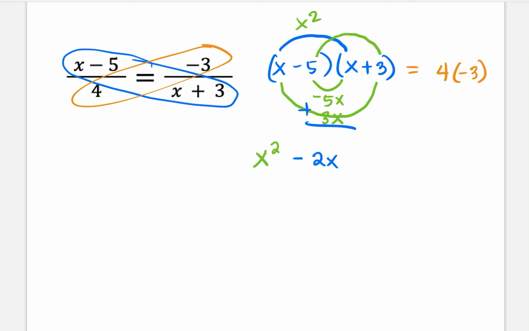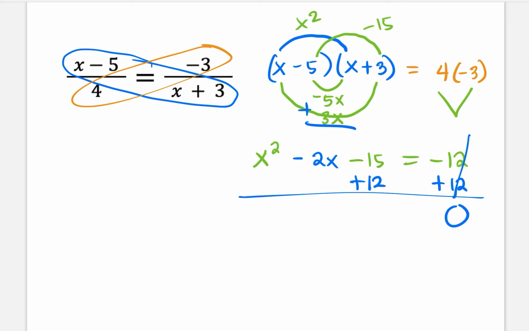Negative 5 times 3 is negative 15. So that's negative 15. And multiply 4 times negative 3, that's negative 12. Okay, so in this case, the equation is equal to a number. We need to make it equal to 0 so we can solve and isolate the variable. So we're going to do the inverse of negative 12, that's positive 12. So add 12 on both sides.